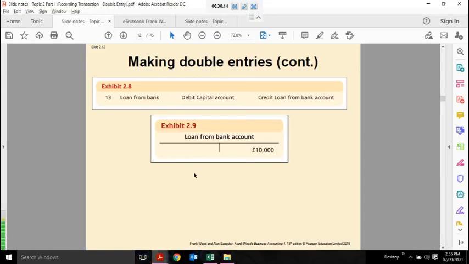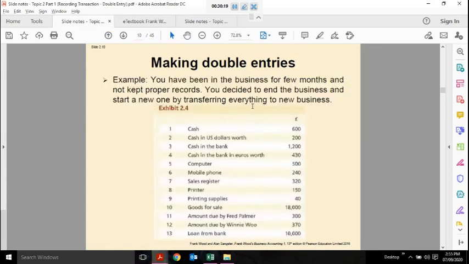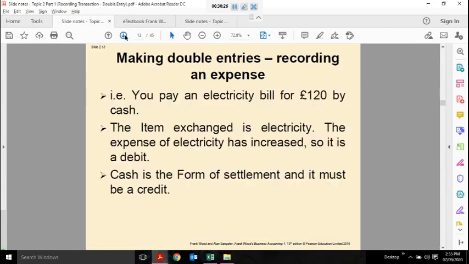Because this one you are just transferring all of this, you refer back to the instruction here. You just transfer whatever you have to this new business. It's not the new one. It's not the new one.